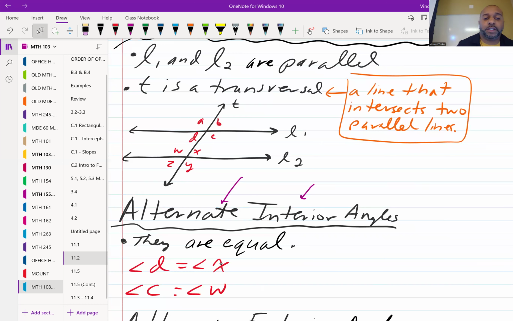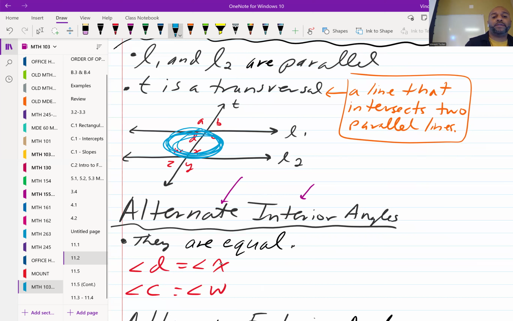Okay, let's look at this first concept here. Whenever you have a relationship with two parallel lines being intersected by one line, it creates alternate interior angles. So hold true to both of those words. They're alternate, in other words, alternate sides of your transversal, and they're interior. So we're talking about these four angles right here.